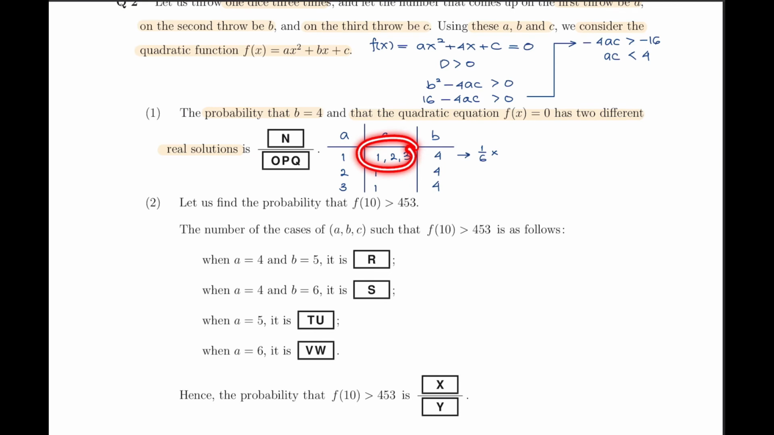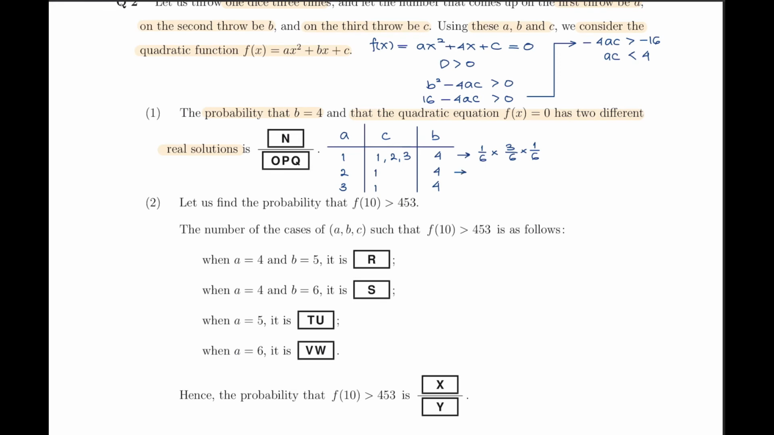Times C can be 1, 2, or 3. So there are 3 possibilities for C. So the probability C is 1, 2, or 3 is 3 out of 6. And then B must be 4. The probability that B equals 4 is 1 out of 6.